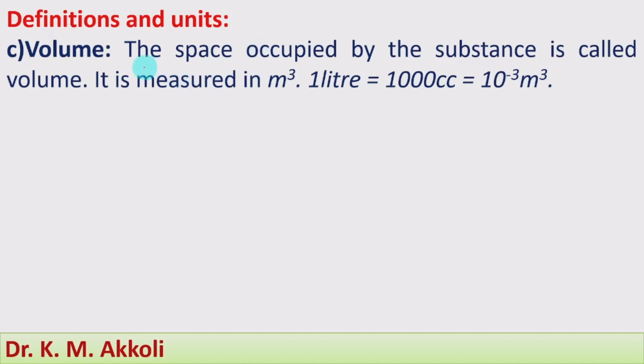The next property is volume. The space occupied by the substance is called volume. Its unit is meter cube. 1 liter is equal to 1000 cc or 10 raised to minus 3 meter cube. This is the total volume occupied by the particular system.